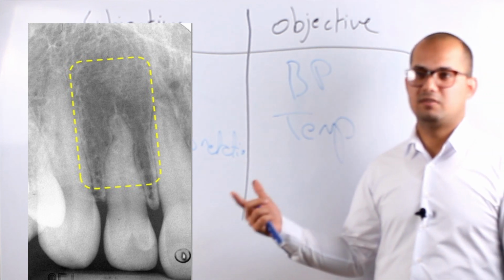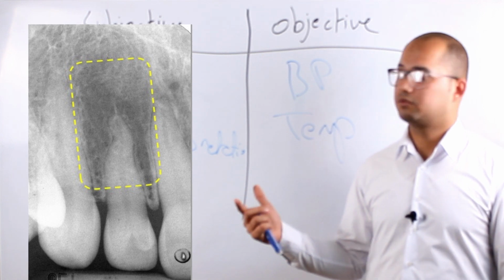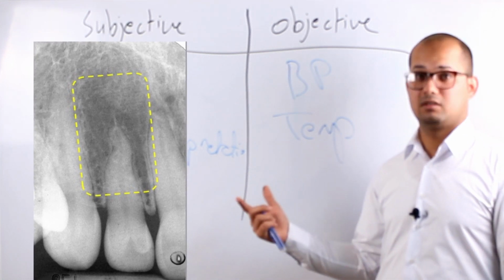But this is a normal variant. This is the lateral fossa, very frequently misinterpreted as apical radiolucency.